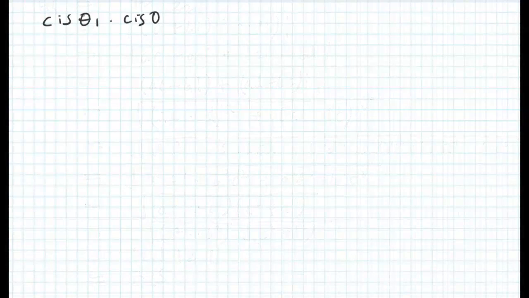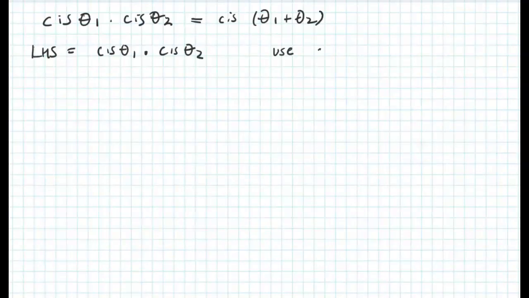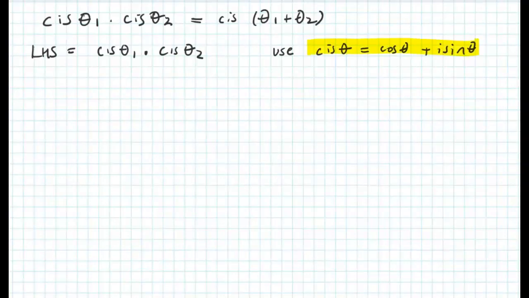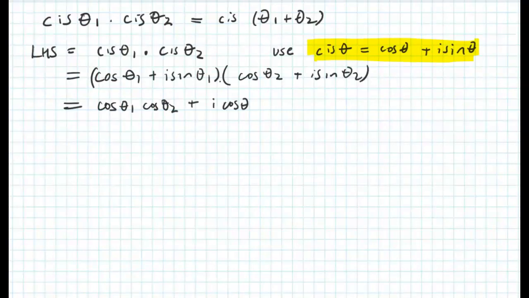The next property concerns the multiplication of cis theta 1 times cis theta 2. So focusing on the left hand side, we use the property that cis theta is cos theta plus i sin theta, and we use that property to expand out the two, cis theta 1 and cis theta 2, on the left hand side there, and then we expand that out using FOIL.